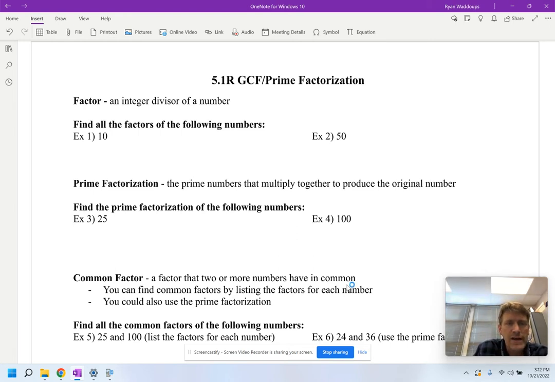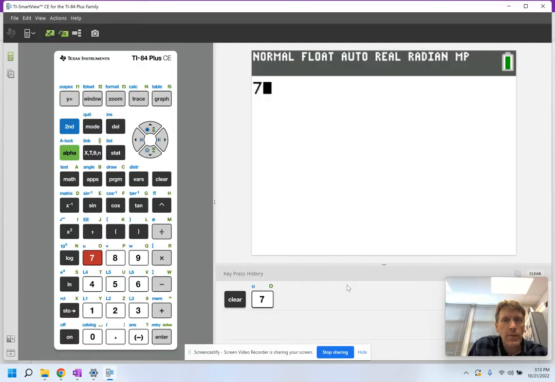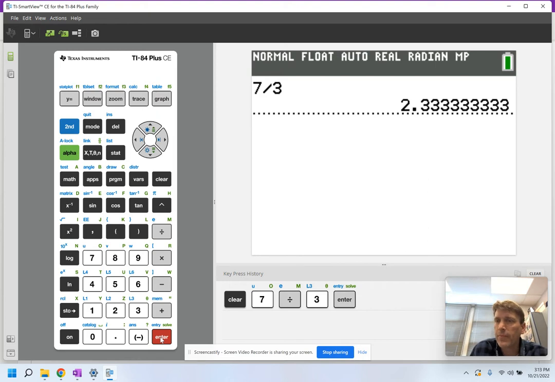First of all, a factor is an integer divisor of a number. That means it's a whole number that can divide evenly into another number without a remainder. So if you were to take, for example, 7 and divide it by, let's say, 3, and I hit enter, I get a decimal, which means there was a remainder, which means that 3 is not a divisor, not a factor of 7.